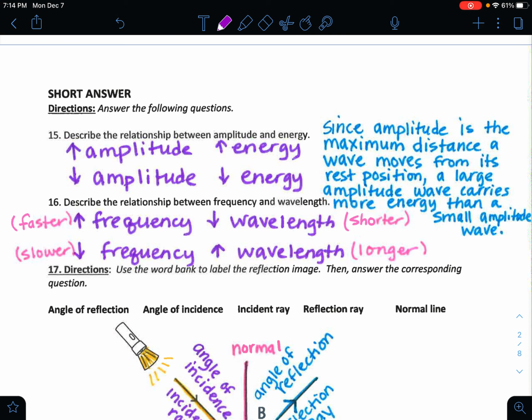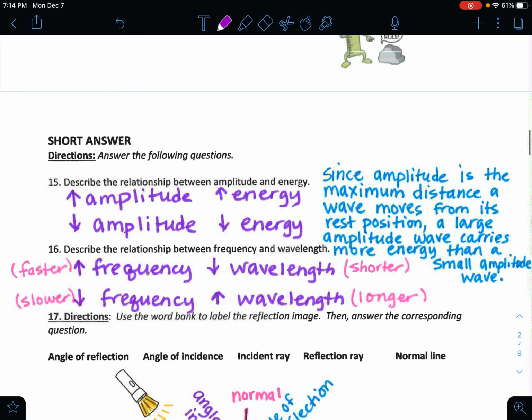Okay, guys? All right. So short answers here. Describe the relationship between amplitude and energy. All right, so remember, you're putting these two together. Increased amplitude is going to give you increased energy. Decreased amplitude is decreased energy. So since amplitude is the maximum distance a wave moves from its rest position, a large amplitude wave carries more energy than a small amplitude wave.